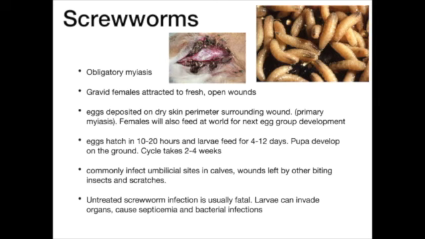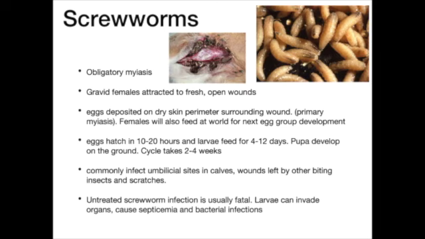After about 10 or 15 hours, larvae start to hatch, and they will feed on the carrion, or they'll feed on the animal for about 4 to 12 days, again, depending on temperature and other circumstances. The pupa will then fall off, and they'll pupate into the ground, and the pupation cycle takes up to 4 weeks. They're seen a lot in the umbilical sites of calves, animals that have bite wounds and injury and scratches.